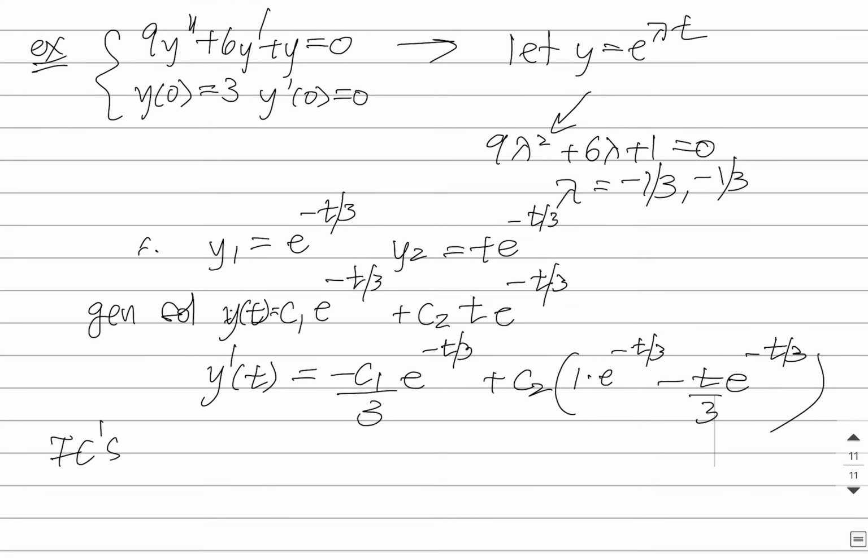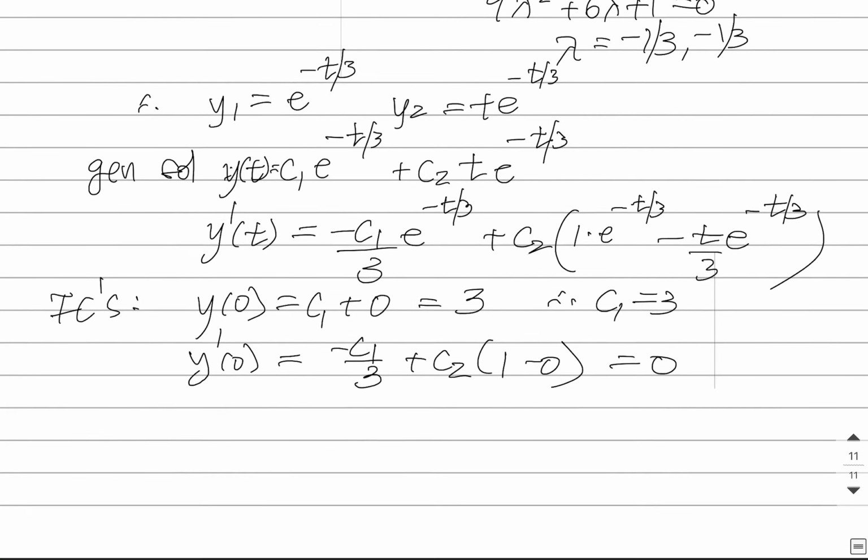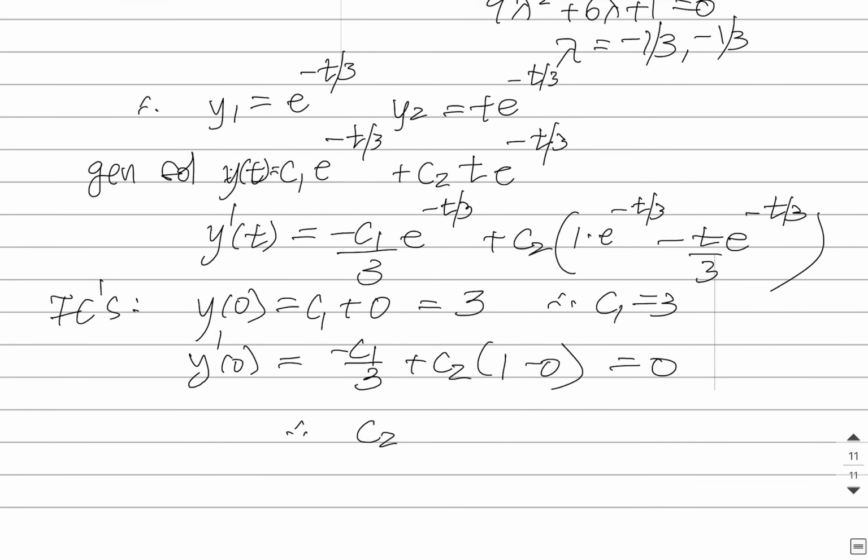And if I were to put in the initial conditions, y of 0 is going to give me c1 plus 0 is going to be 3. So that means c1 is 3. And y prime of 0 is going to be negative c1 over 3 plus c2 times 1 minus 0. And that has to be 0. So if I put this all together, c2 is going to be c1 over 3. And that means c2 is going to be 1.